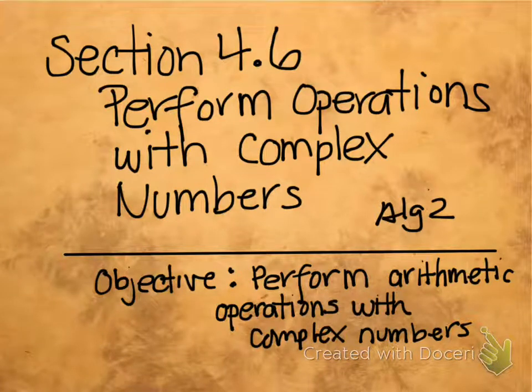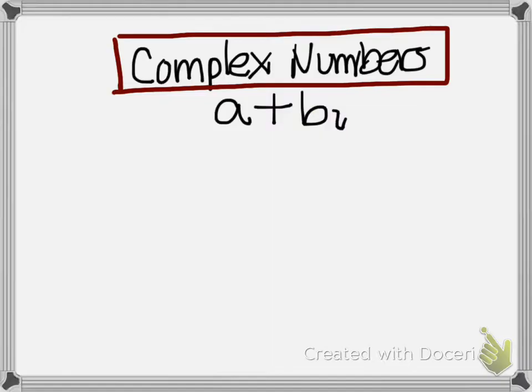In this section, we're going to talk about performing arithmetic operations with something called complex numbers. A complex number is basically a number that has something called a real part and an imaginary part. So all this time we've been working with the real number set since you were little, and now we're going to combine it with something called imaginary numbers.